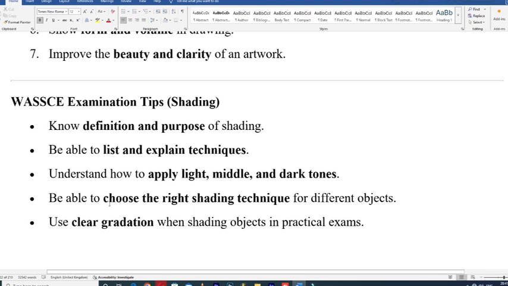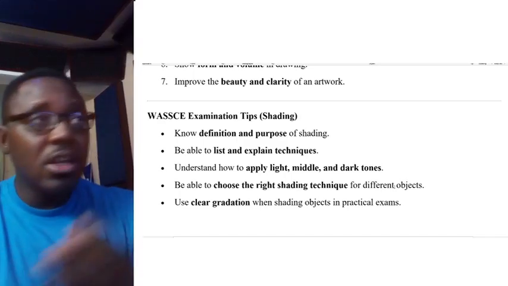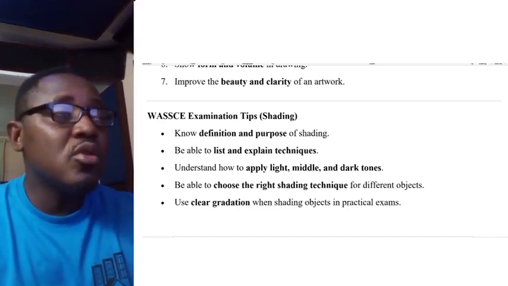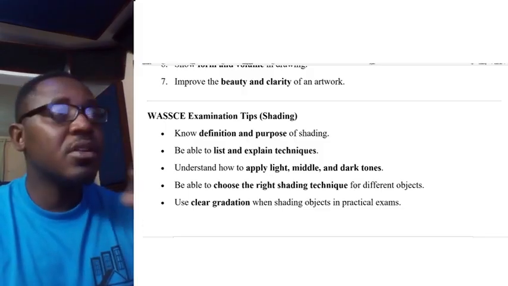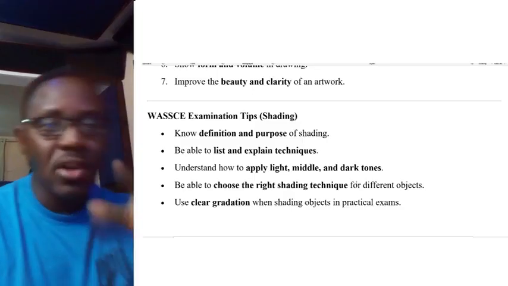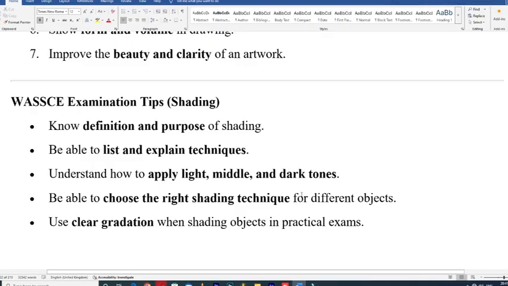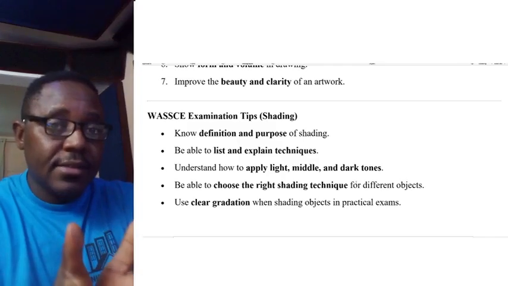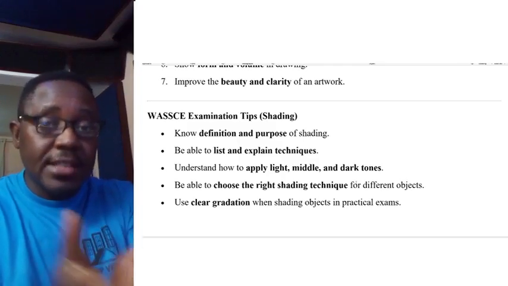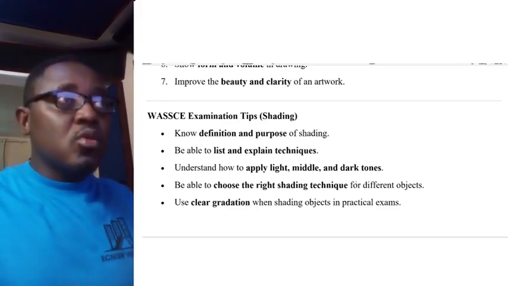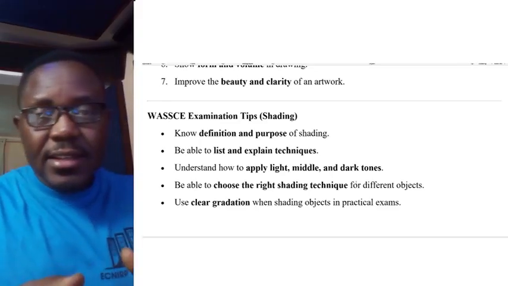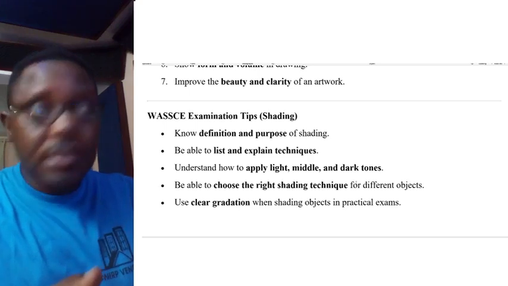Be able to choose the right shading technique for different objects. With what we have done, you should be able to choose whether I need to use stippling, or I should use cross-hatching, or crisscross or smudging for this object. Because you'll be drawing some objects in your still life drawing exams. And there you'll have different objects, and you are expected to use the right shading technique and then use it well. Are you getting it?